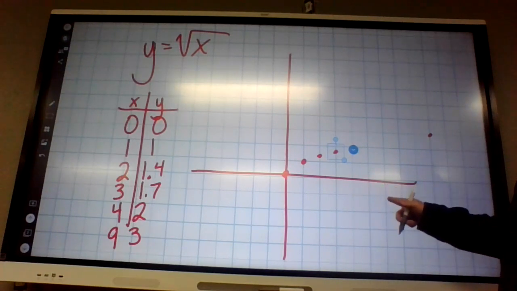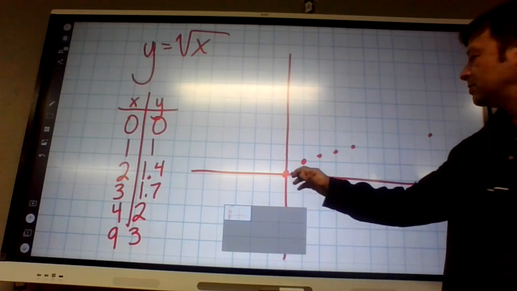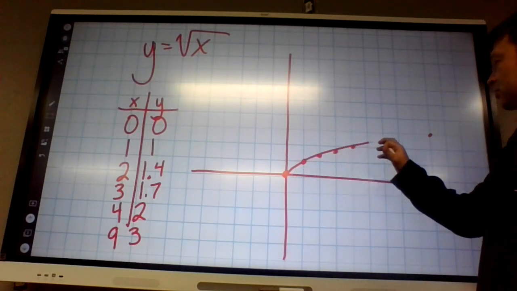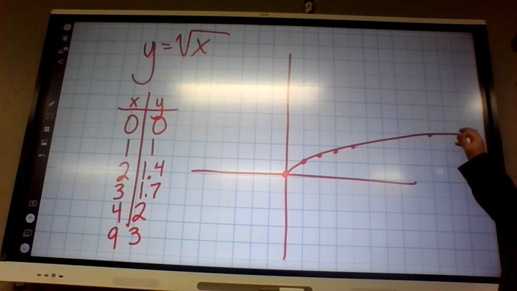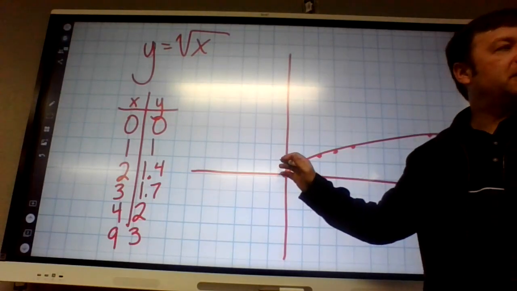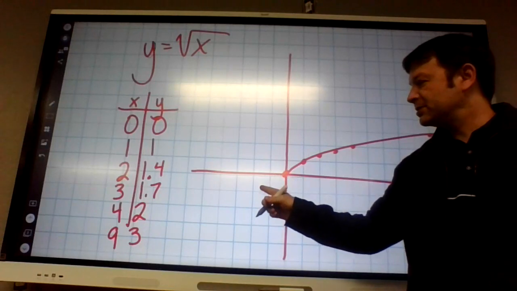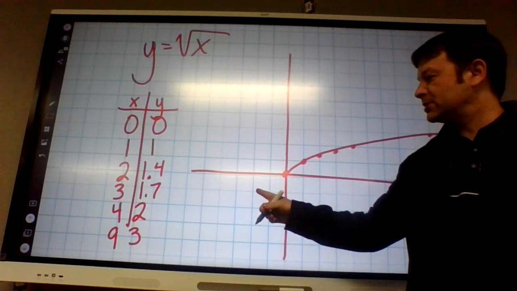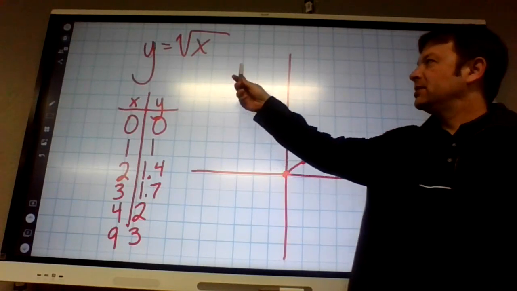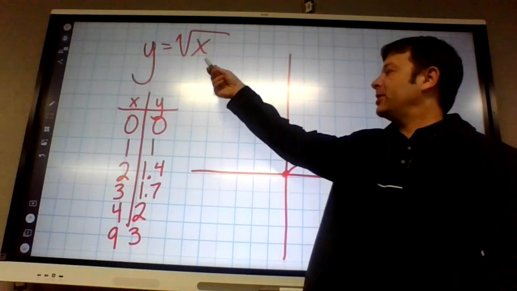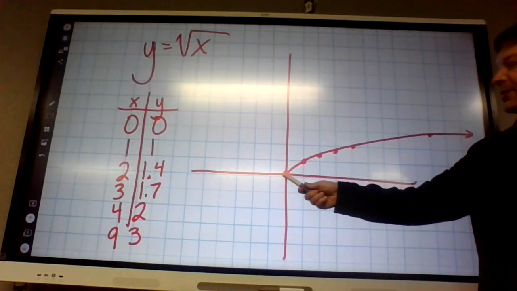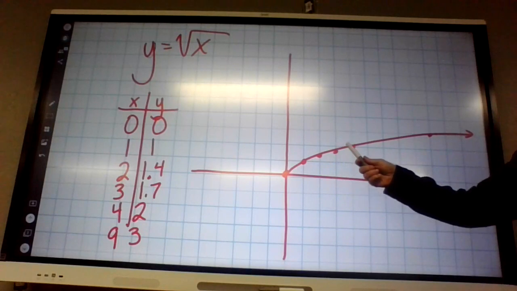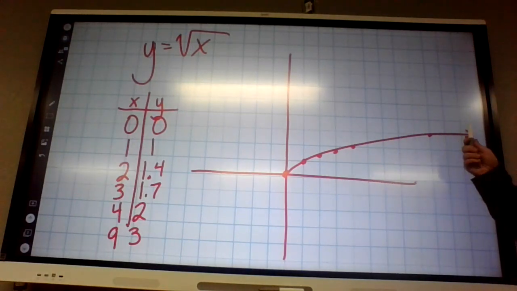Is that a straight line? No. It's a curve. Does it go backwards? Why does it go backwards? Because a negative times itself doesn't work, because negatives don't work up here, right? So it starts at 0, 0, and it's not a straight line, is it? It's kind of leveling off. Will it ever be a straight line?